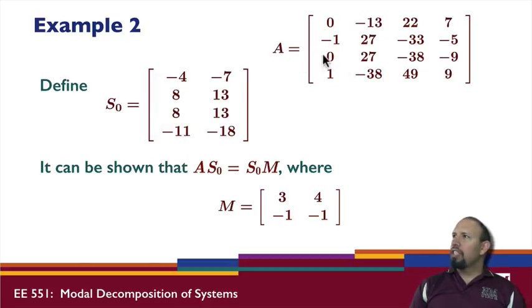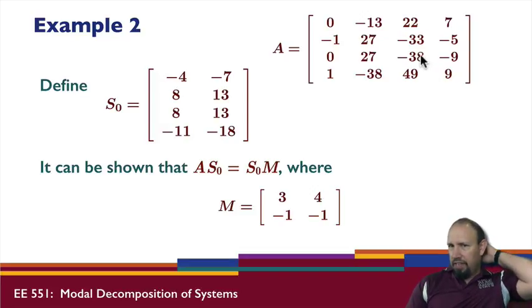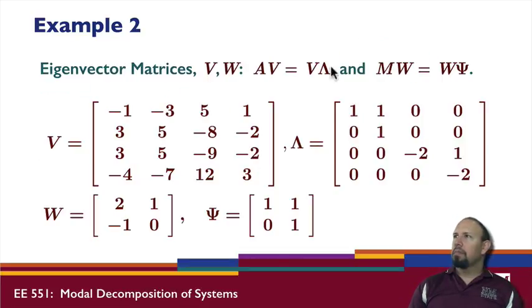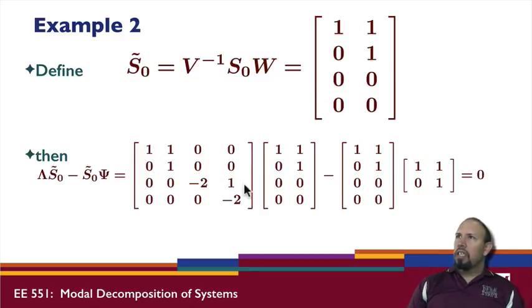So if I take this matrix now and compute eigenvectors from it, I can go through and compute eigenvectors V and W, such that AV is equal to V times capital lambda, and M times W is equal to W times C. Okay, so these are the two diagonal forms that we have for A and for M. I'm going to define S tilde to be V naught inverse S naught W. In this case, it happens to be this.